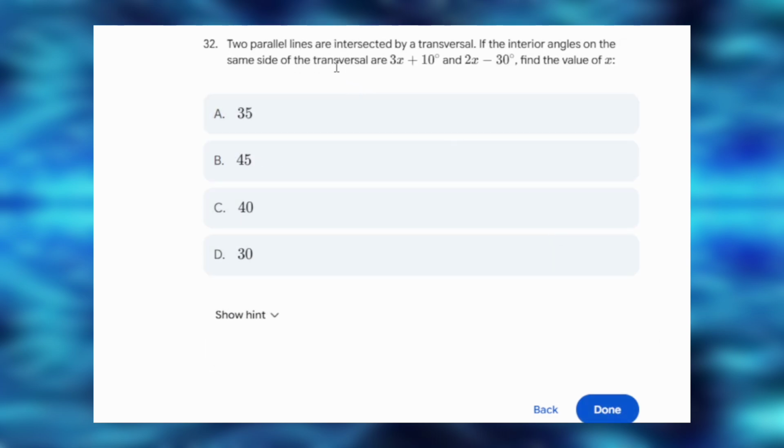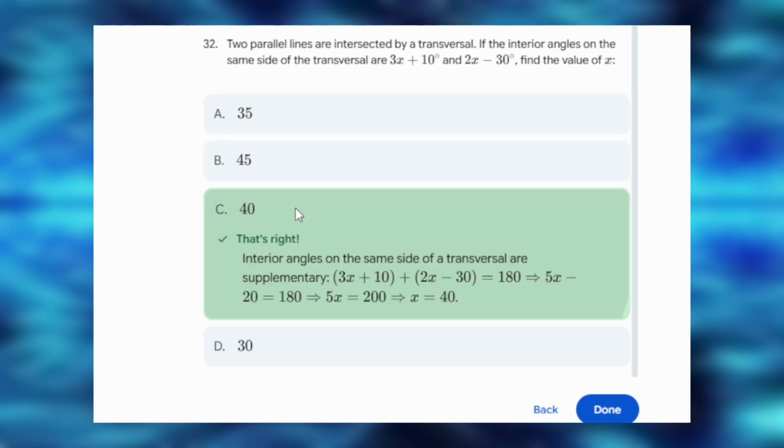Two parallel lines are intersected by a transversal. If the interior angles on the same side of the transversal are 3x plus 10 degrees and 2x minus 30 degrees, find the value of x. The sum of the interior angles on the same side of the transversal is 180 degrees. Then by adding these two, we get 5x minus 20 equal to 180. Then x equal to 40 degrees. 40 is the correct answer.